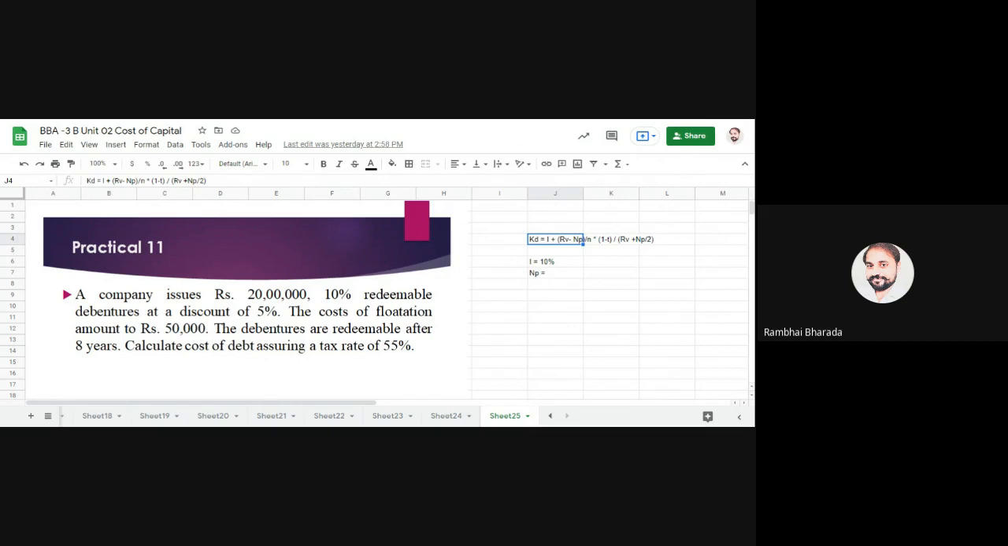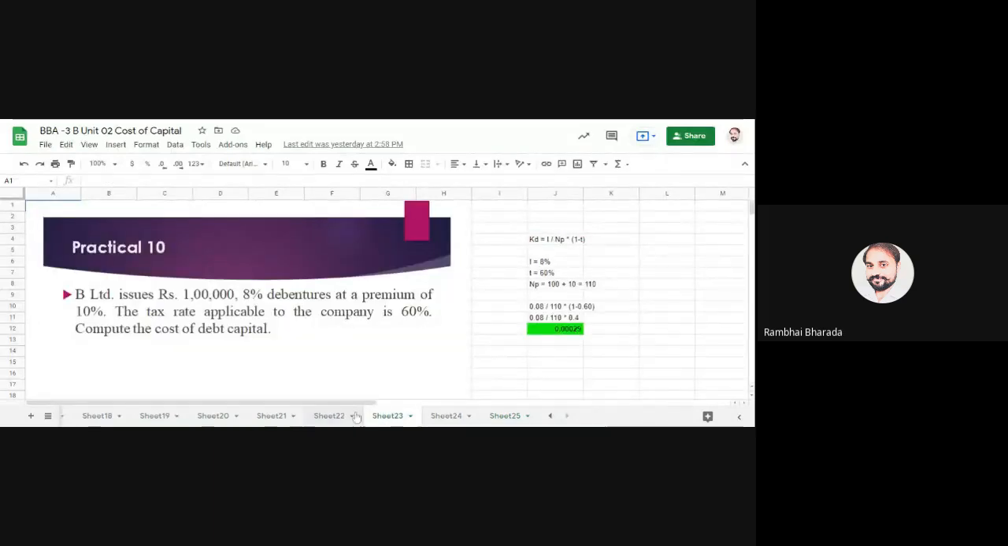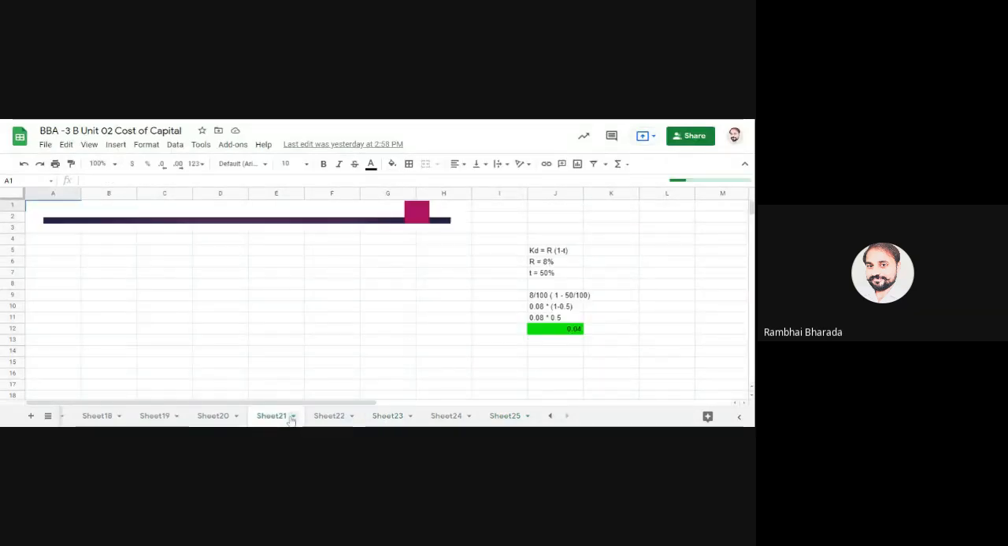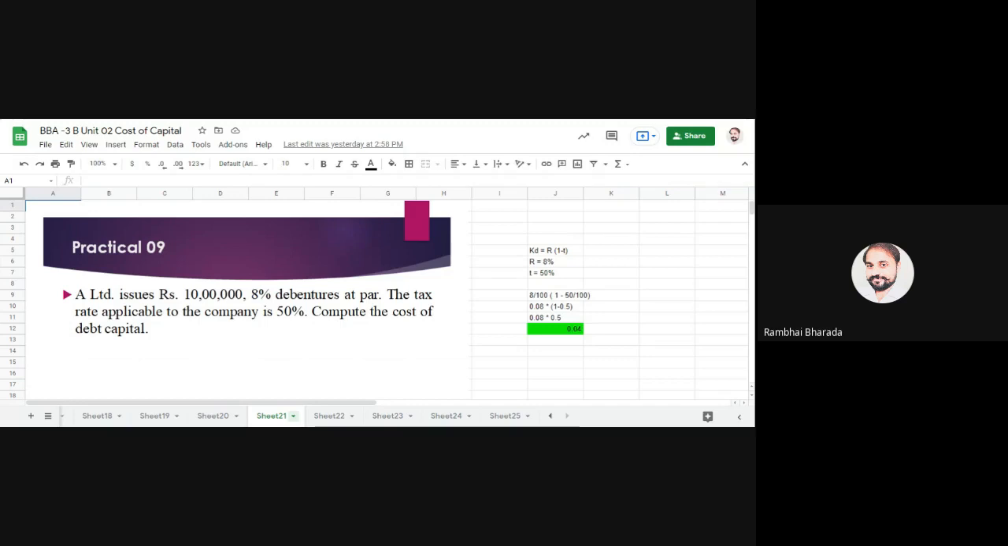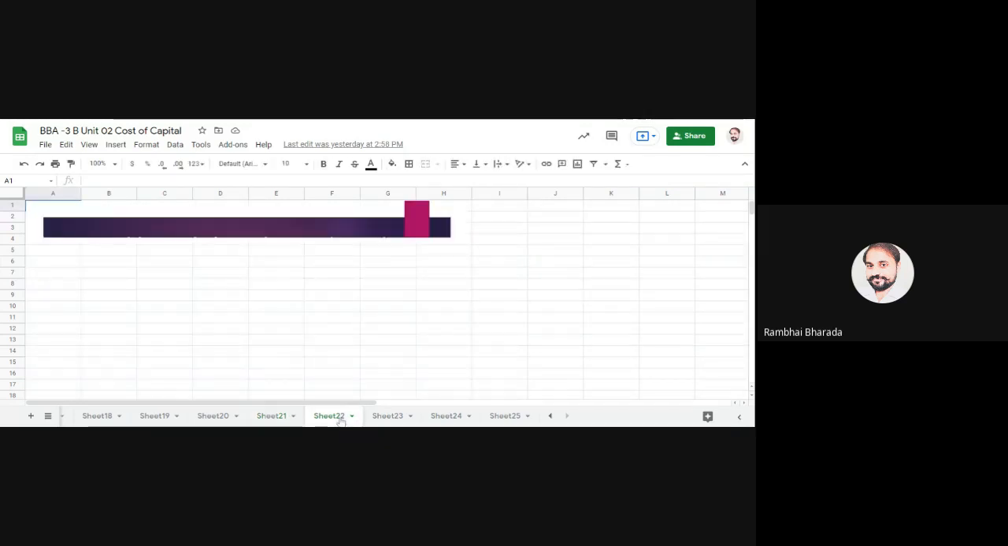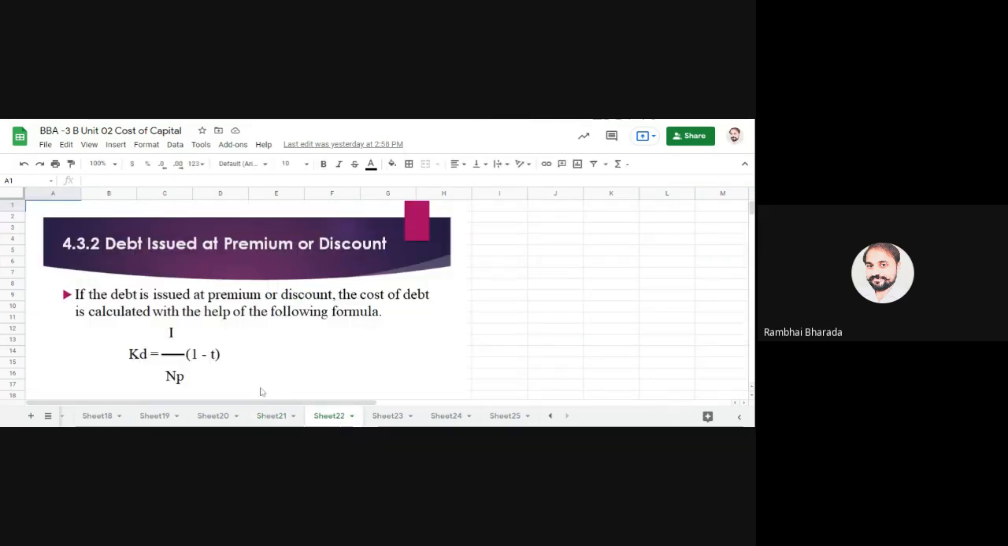Okay, but one more thing. In a cost of debt, if the debentures are issued at a premium or discount at a time, the formula looks like this. Kd is equal to I divided by NP in bracket 1 minus T. Are we clear about this form?